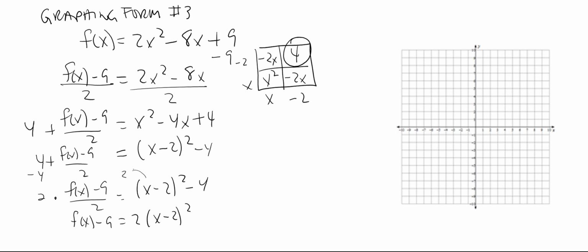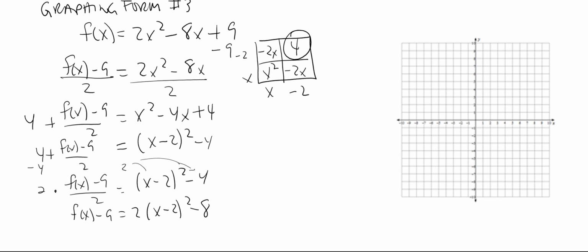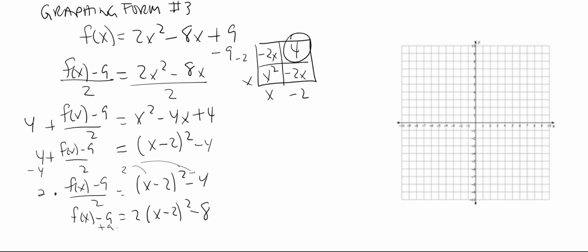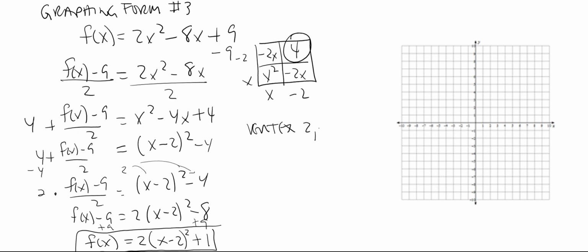So remember, we have to distribute this to both items. So then this is going to be minus 8. And then the last thing that we have to do is we have to add 9 to both sides. And so then I'm going to get f of x equals 2 times the quantity x minus 2 squared plus 1. And so this is the graphing form of my quadratic. So it tells me that my vertex is 2, comma 1, and then my a value is 2. Okay, so then that means it's 2 times what 1 normally is.